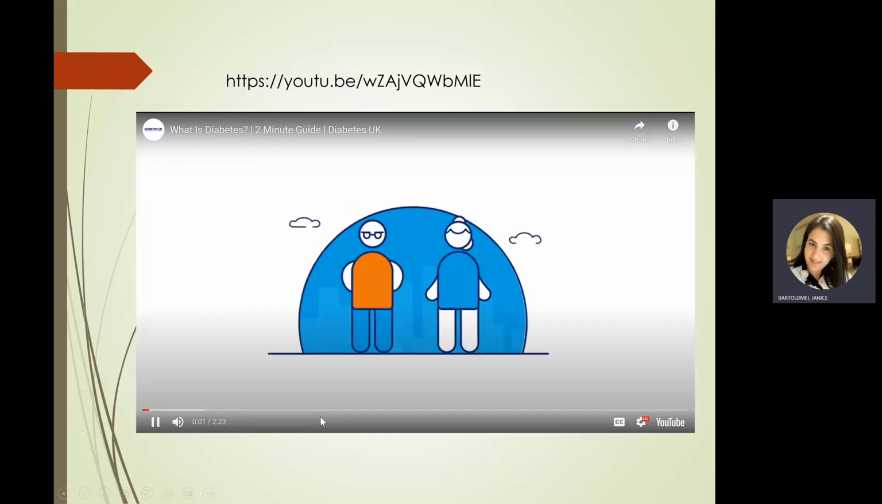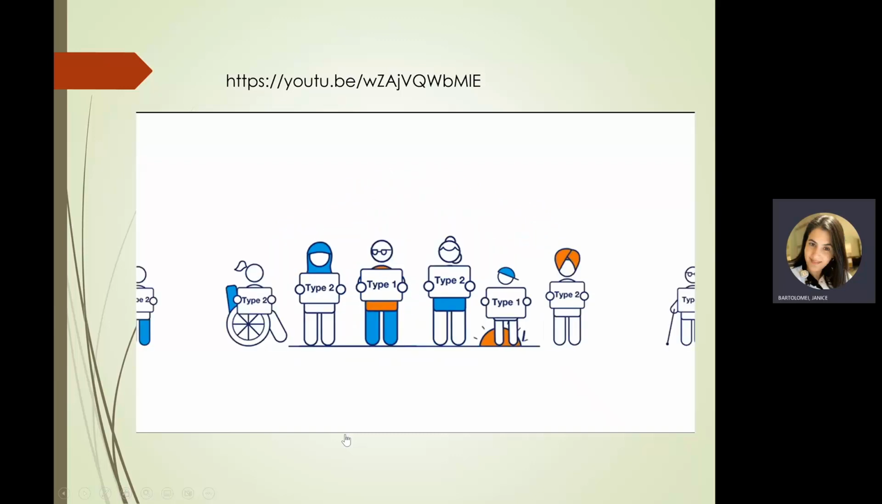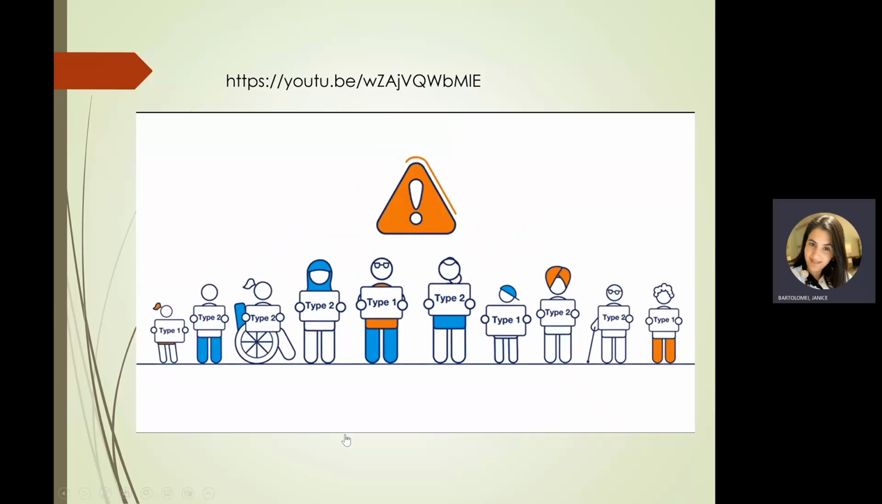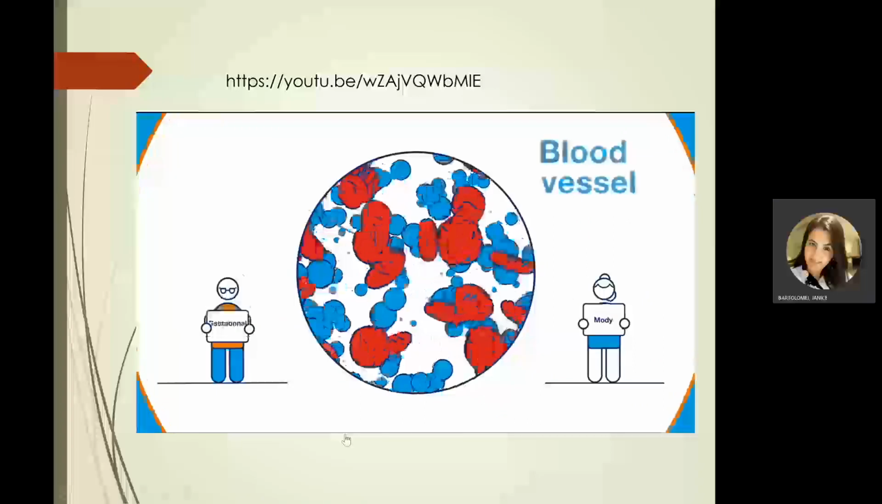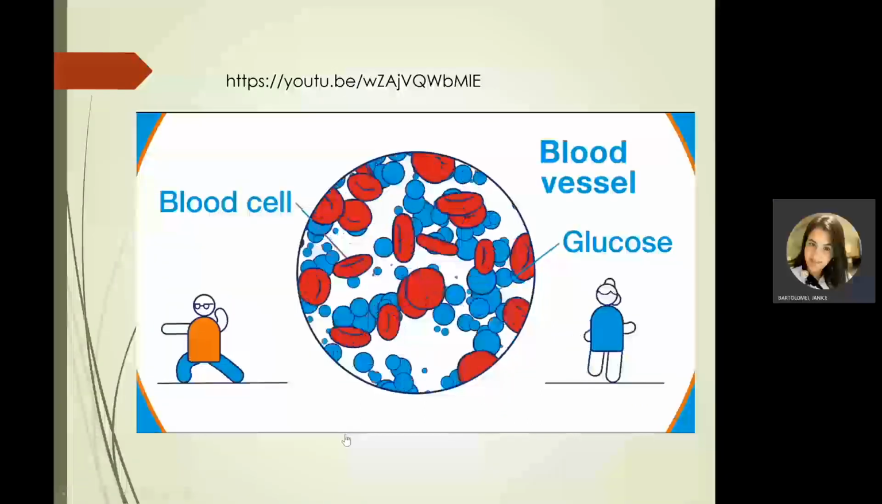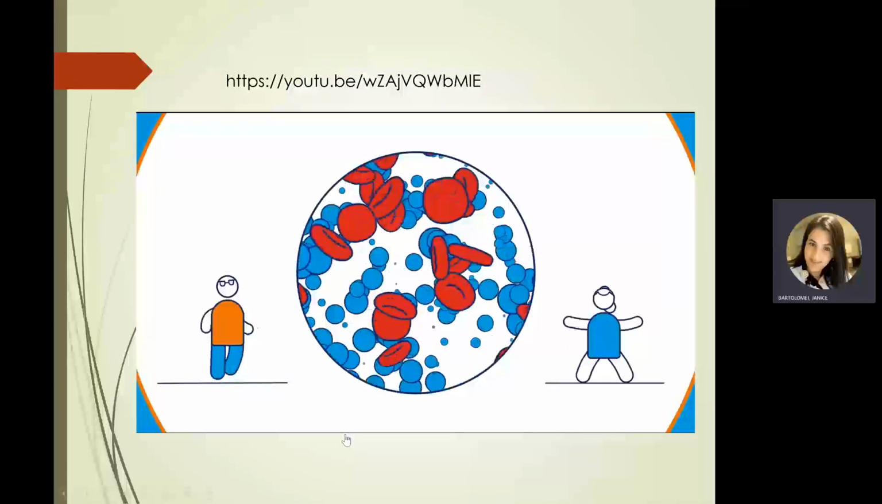There are two main types of diabetes, type 1 and type 2. They're different conditions, but they're both serious. There are some other rarer types of diabetes too. What all types of diabetes have in common is that they cause people to have too much glucose in their blood. But we all need some glucose. It's what gives us our energy.